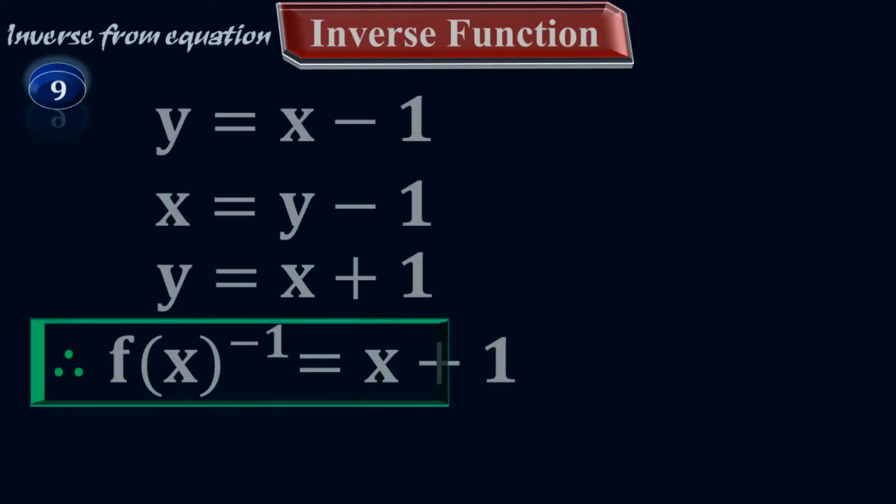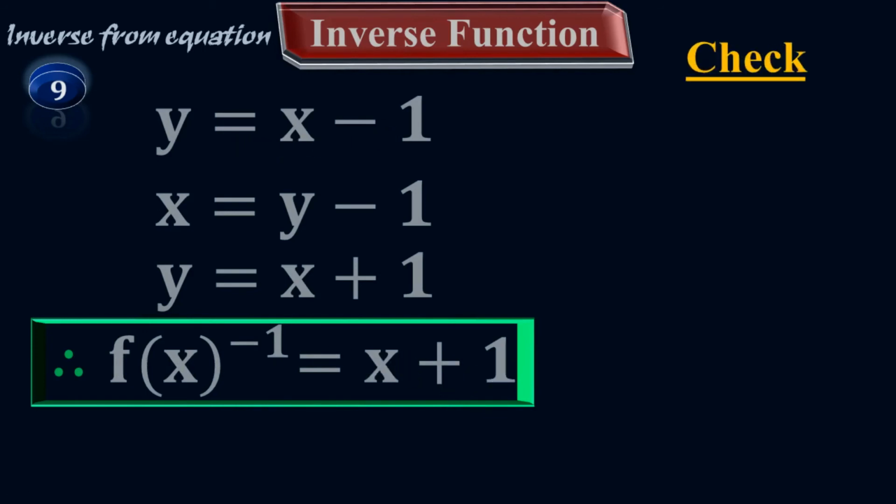So there I got the inverse function from the given equation. The equation has been given. We replace all the x variables by y and y variables by x, and then we solve it for y. There I got the inverse function. The notation for the inverse function is f of x inverse. Just replace this y by f of x inverse or y inverse, which is just the notation of the inverse function. There I got the inverse function f of x inverse equals x plus 1 from the given equation.